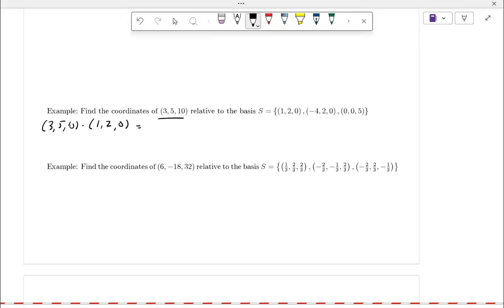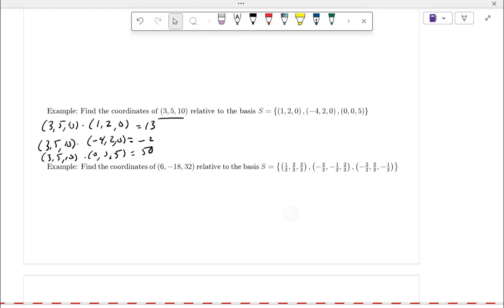In this case, when we get the inner product, we get what? 3 plus 10, so we get 13 on that one. We take the inner product with -4, 2, 0, and get what? -12 plus 10 gives us -2. And the last one, if I do 3, 5, 10, and the inner product with 0, 0, 5, we get 50. We agree?